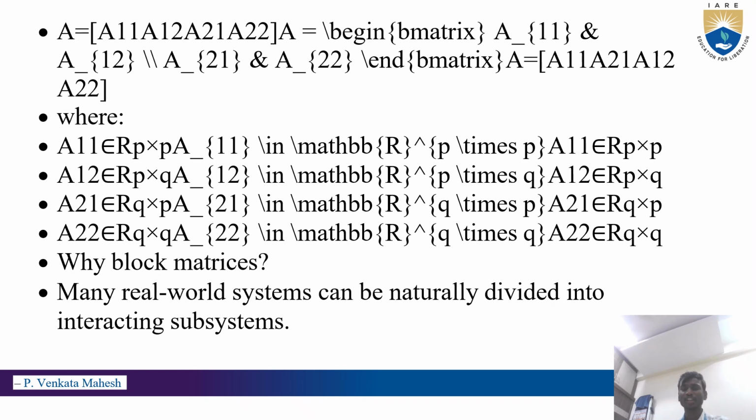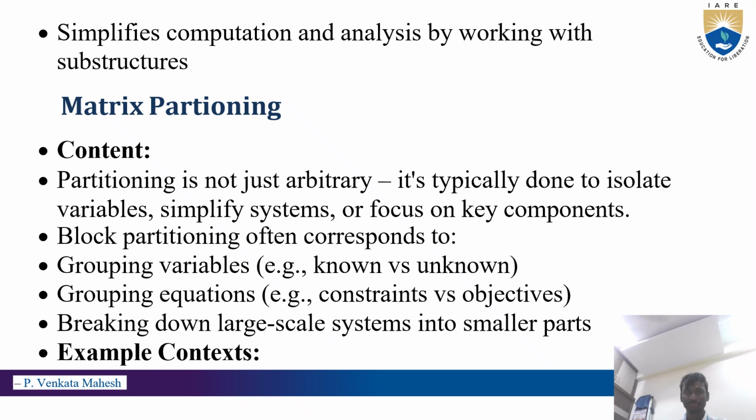You might have a doubt: why should we take block matrices for determining the Schur complement? We take block matrices because many real world systems can be divided into interacting subsystems. Suppose we take a computer or a body: respiration is done by one organ, breathing by another, and processing of food particles by another. In programs, such as in Java, a system works well when it is divided into subclasses. Similarly, we divide a matrix into submatrices. So block matrices are helpful and are the best example for determining the Schur complement. It simplifies computation and analysis by working with substructures.